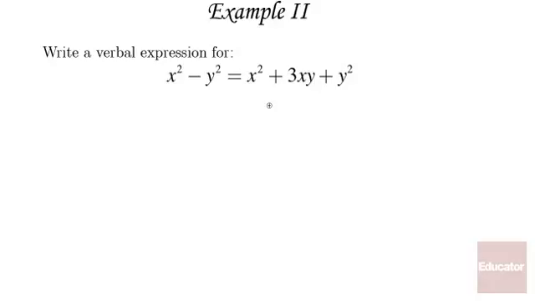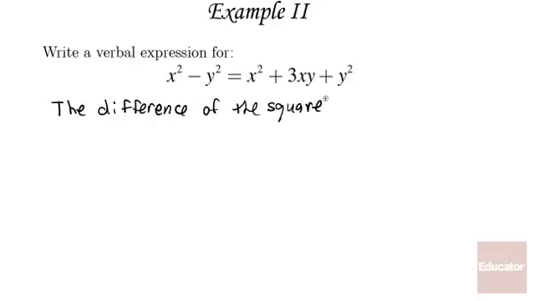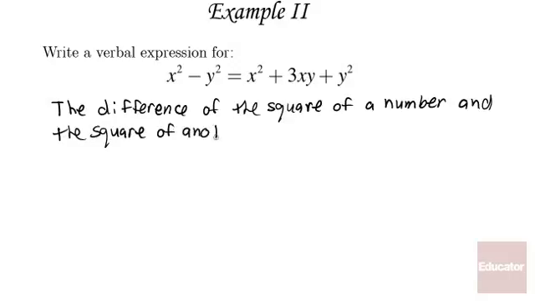Next, we're asked to do the opposite, which is to write a verbal expression for this algebraic expression. Okay, so looking at what I have, here first I have the difference of 2 squares, and I'm also seeing that I have 2 variables. So the difference of the square of a number, so x I'm just calling a number, so the difference of the square of a number and the square of another number, that's my y squared.